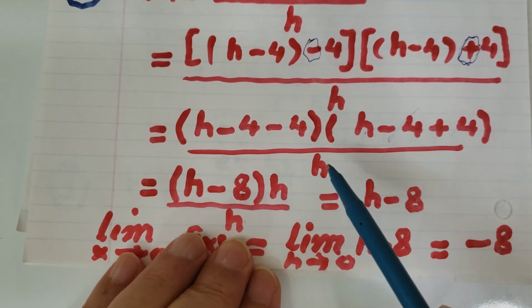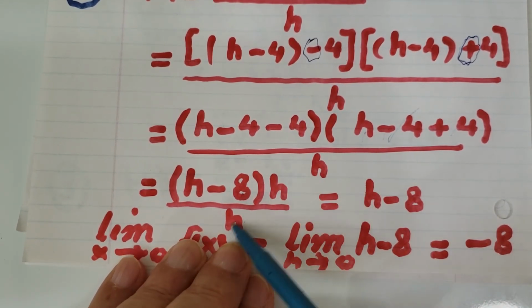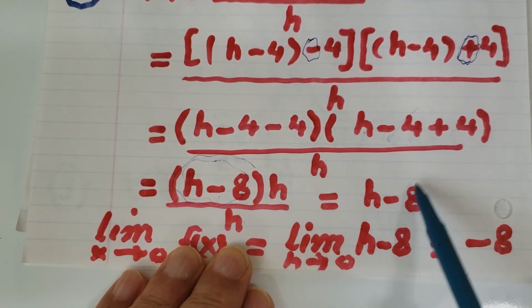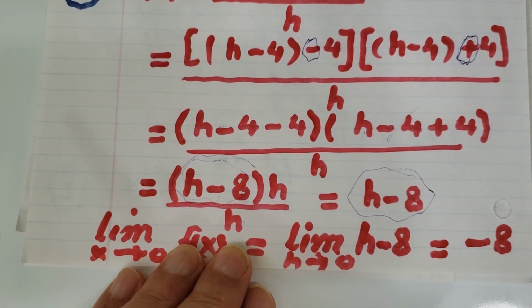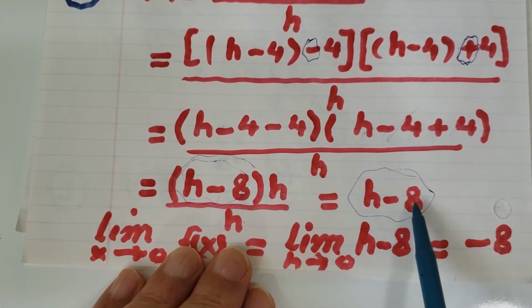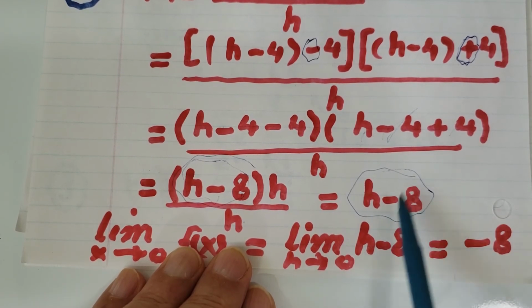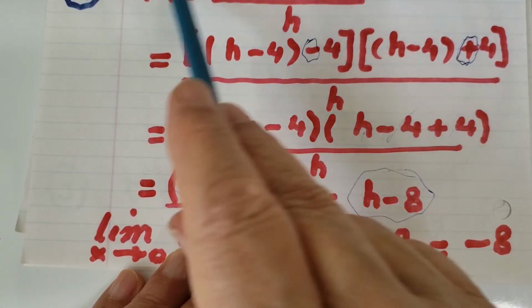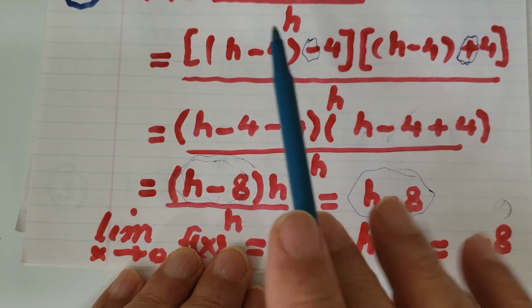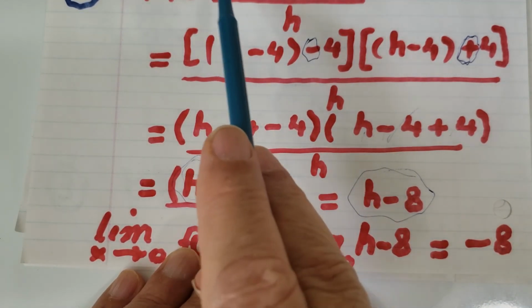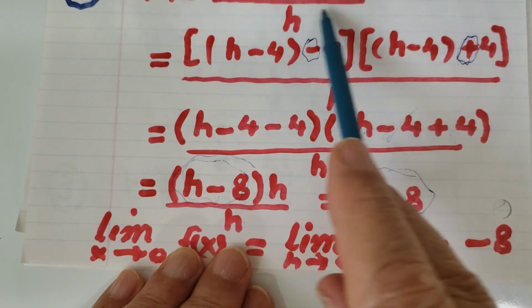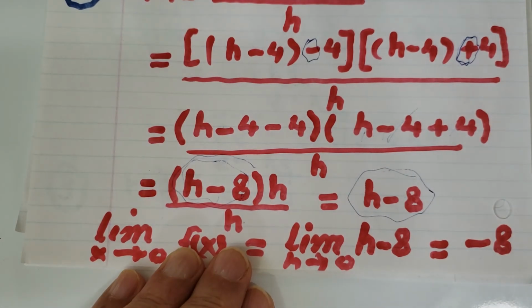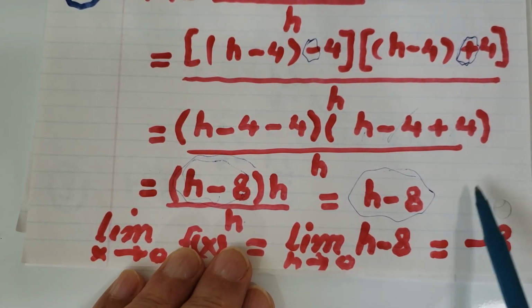Now we can make cancellation between h here and h here, and what stays is h minus 8 as the result. And this is the simple form of the function, and it still has the same domain as the original function. For this function, the domain is R without 0 because h is 0. It's the same here, R without 0.